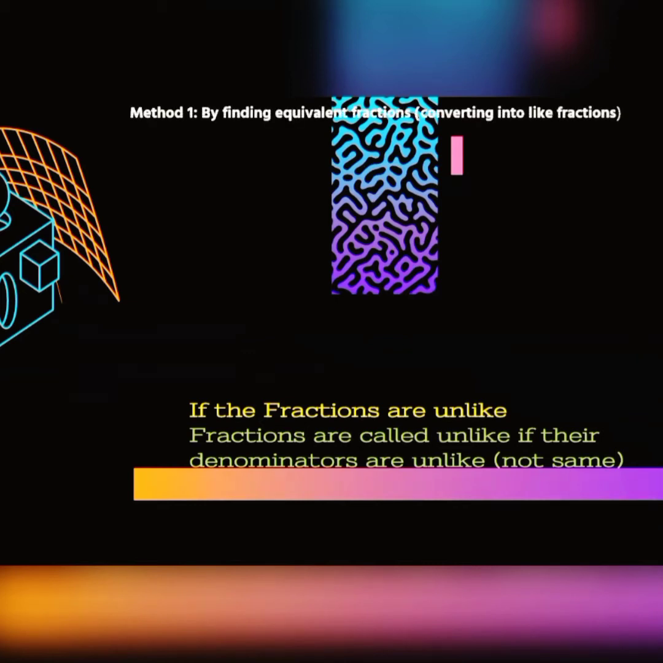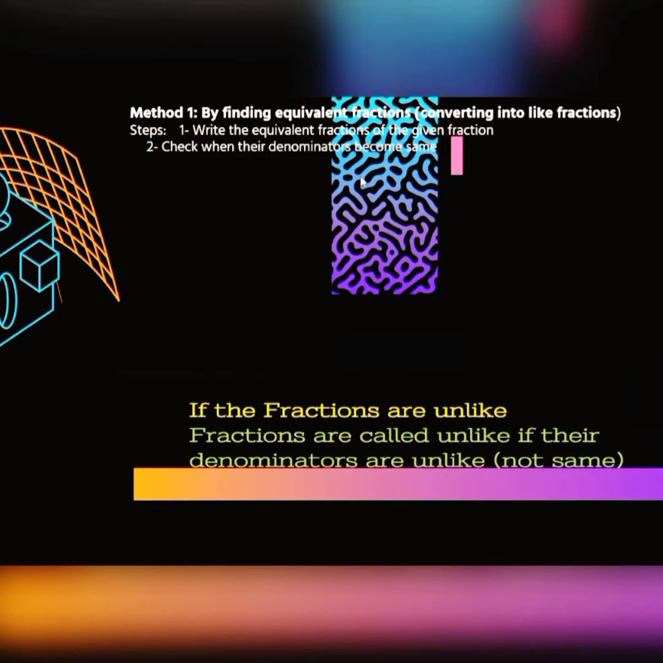So these are the steps. The first method is to find the equivalent fraction. So the first step: write the equivalent fractions of the given fractions. The second step is to check when their denominators become the same. You need to check when the denominators become the same.